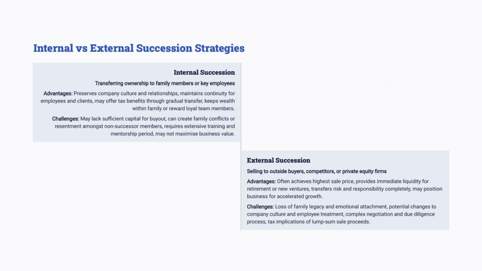Internal succession involves transferring ownership to family or key employees, preserving culture and continuity, but may cause family conflicts and require training. External succession, selling to outsiders, often yields higher sale prices and liquidity, but risks losing family legacy and altering company culture. Each strategy has distinct advantages and challenges.